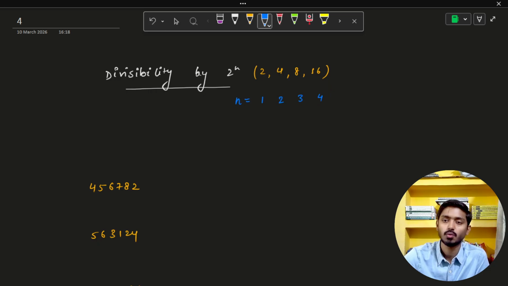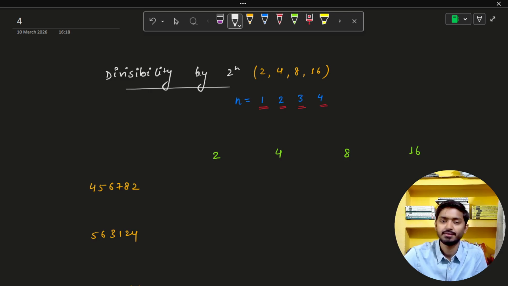Anyway, what we are going to do is check the last one digit if we wish to check the divisibility by 2. Check the last 2 digits if we wish to check the divisibility by 4. Similarly, last 3 digits and last 4 digits. Well, let's try this over here. Let me write 2, 4, 8 and 16.